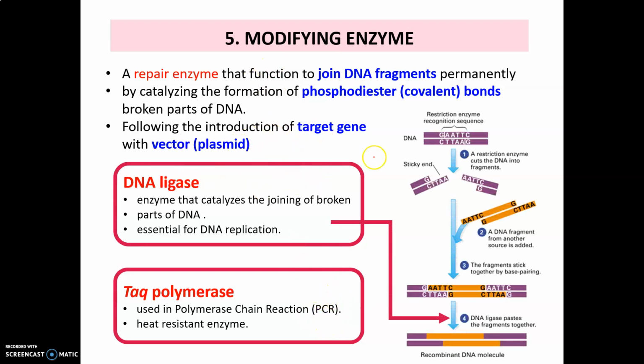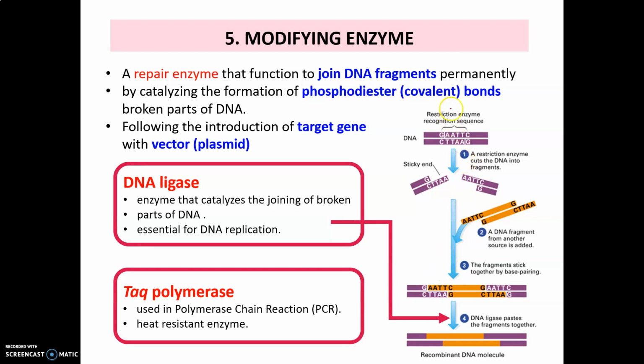Dan DNA ligase ini function dia adalah to catalyze the joining of the target gene with the plasmid. Dengan cara apa? Dia akan forming the phosphodiester bond. As you can see, in between GAT, nanti kita akan tengok yang this one. In between this akan adanya gap. Okay, bila akan ada gap, what happen is that we have to seal the gap. Dan siapa yang akan seal the gap? Tak lain tak bukan, itulah dia DNA ligase.